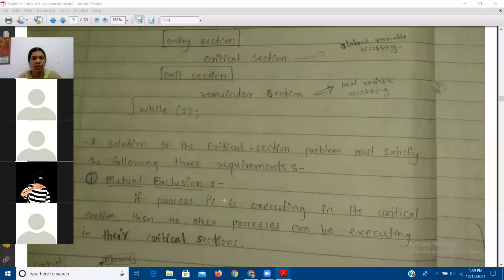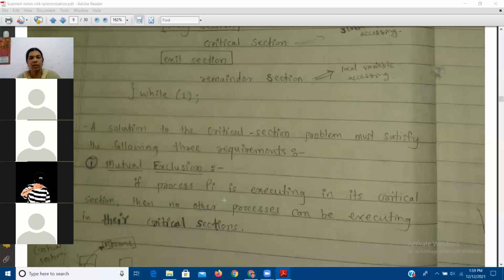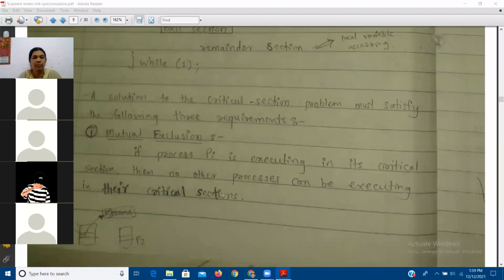First one is called mutual exclusion. Write down the definition of mutual exclusion. If process Pi is executing in its critical section, then no other processes can be executing in their critical sections. Here the word used is "its" because each process has its own critical section. They are not trying to enter others' critical sections.